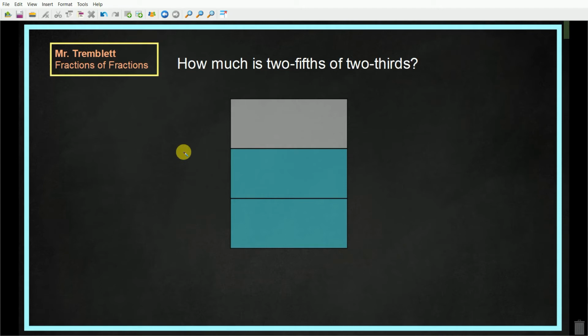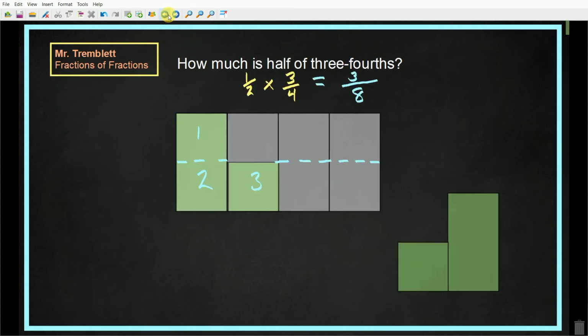Look at another example here. So last time we kind of split them up. On paper, that's not necessarily something that's easily doable. You can't move the pieces around as easily. So what I would say to do is start by drawing 3/4.